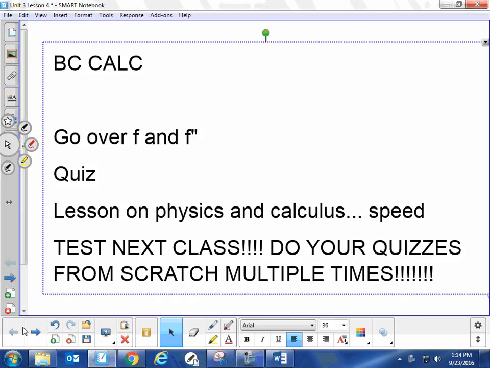All right, so this is class. We are going to go over f and f double prime. You're going to take the quiz. Then we have a lesson on physics and calculus and speed, which is kind of just tying everything together. It's not that new of a lesson besides the relationship of these physics terms that we will get to. We do have a test next class.